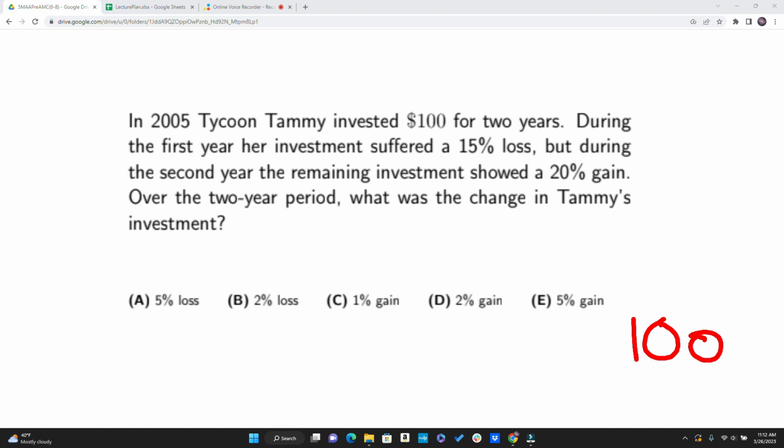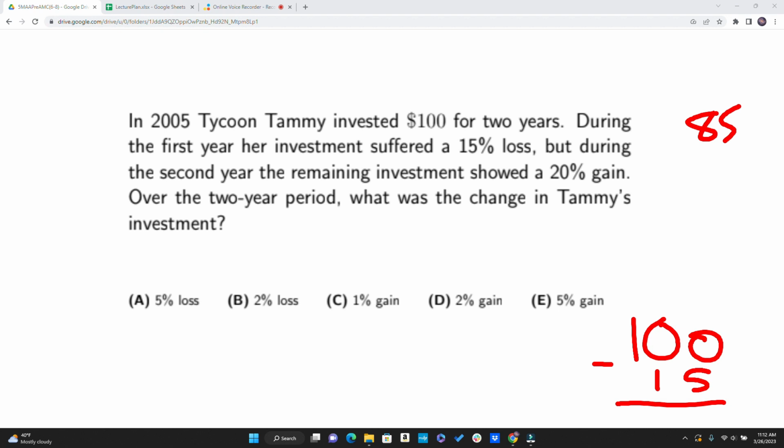So let's see. We've got $100. And then we suffer a 15% loss, so we lose 15%. So what's 15% of 100? That's 15, right? So 100 minus 15. Now, after 1 year, Tammy has $85.